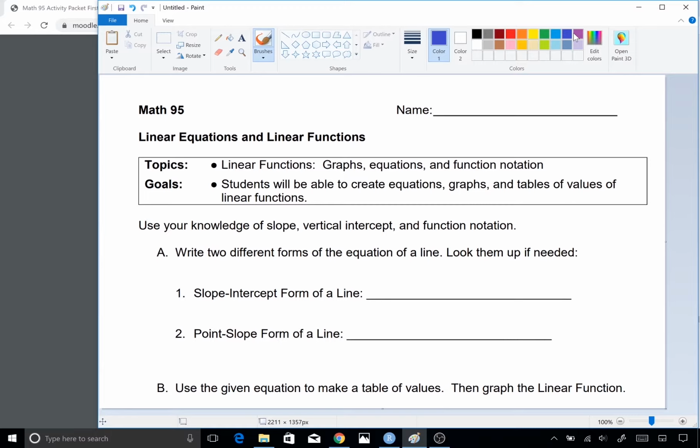Hopefully, you're familiar with the form y equals mx plus b. That's called the slope-intercept form.